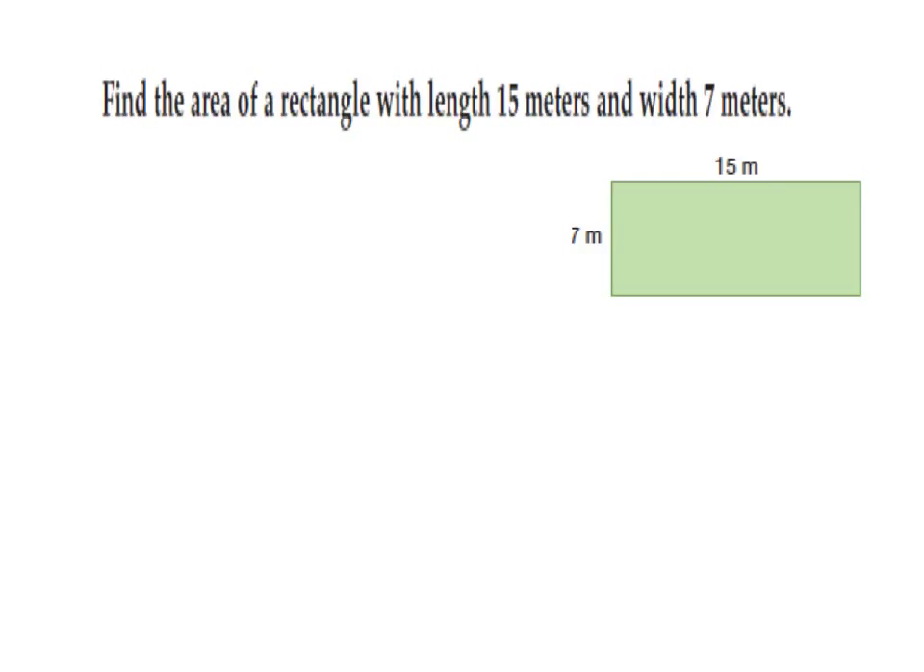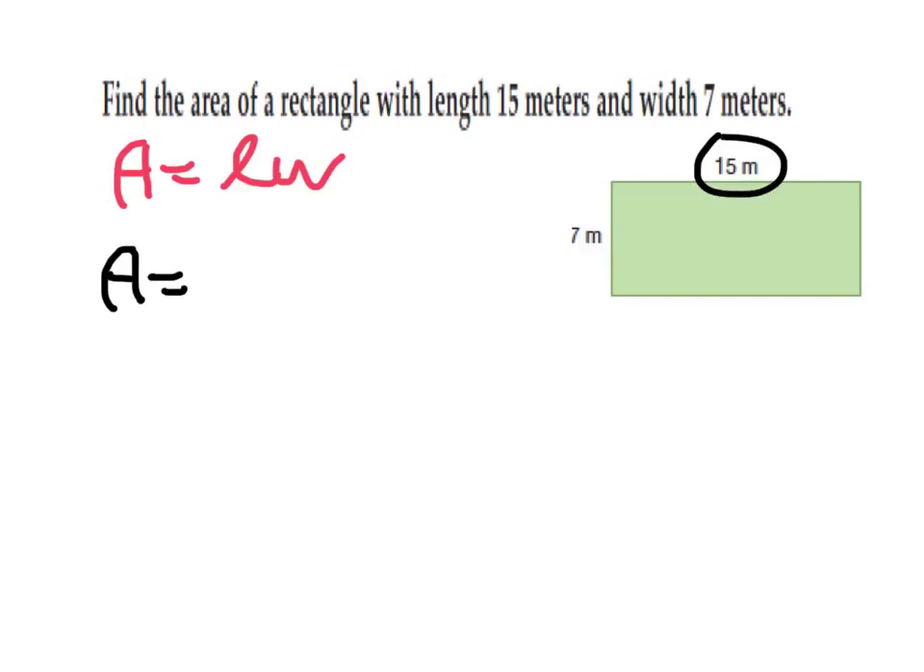Alright, in this slide it says find the area of a rectangle with the length 15 meters and the width 7 meters. As you can see, we have a figure here to help you out. Let's just remind everyone that area is A is equal to length times width. Alright, now we're just going to identify which one's the length and the width. And in this case, length is 15 and width is 7. So we plug and chug.